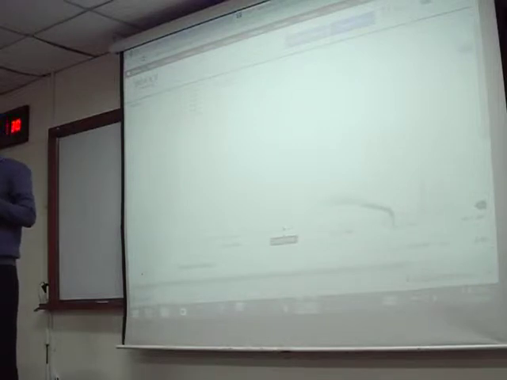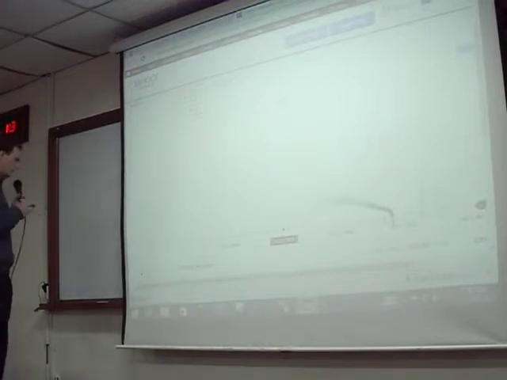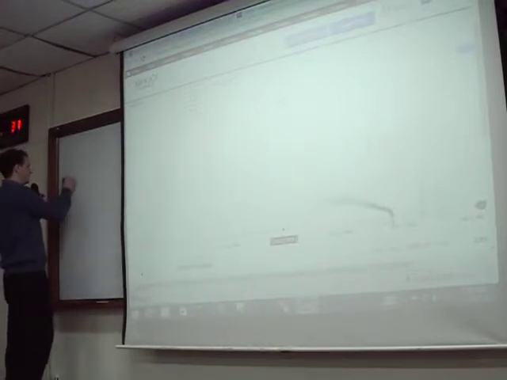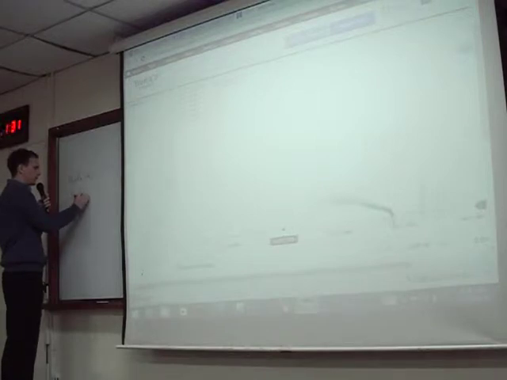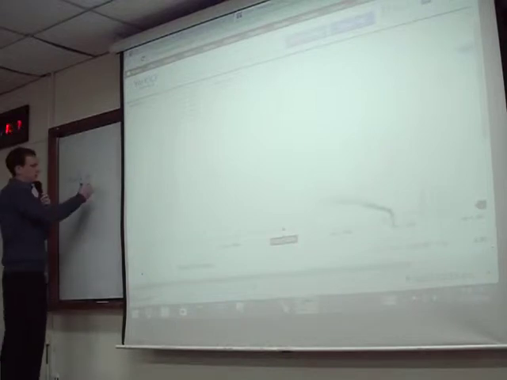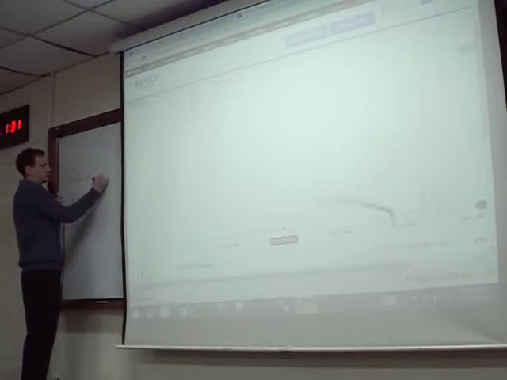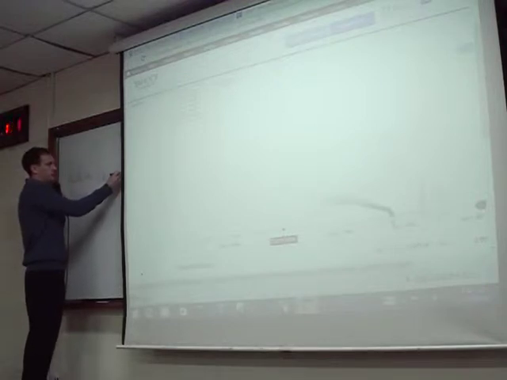Just to review what we were talking about, the risk premium. We have our equation: hurdle rate. Hurdle rate is also called expected return. That's the same thing. Expected return and hurdle rate are the same thing. It equals the risk-free rate plus beta times the risk premium.